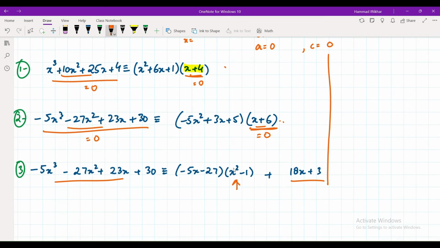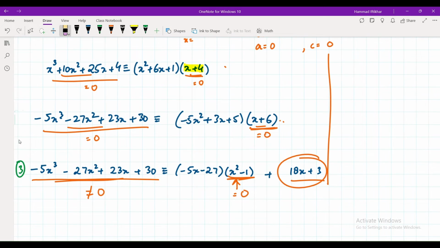However, if I'm able to make this expression equal to 0, then this would not be equal to 0 because of this constant expression. So this is the foundation behind the remainder theorem and the factor theorem. So let's give them different names, f of x, g of x, and let's call this h of x.